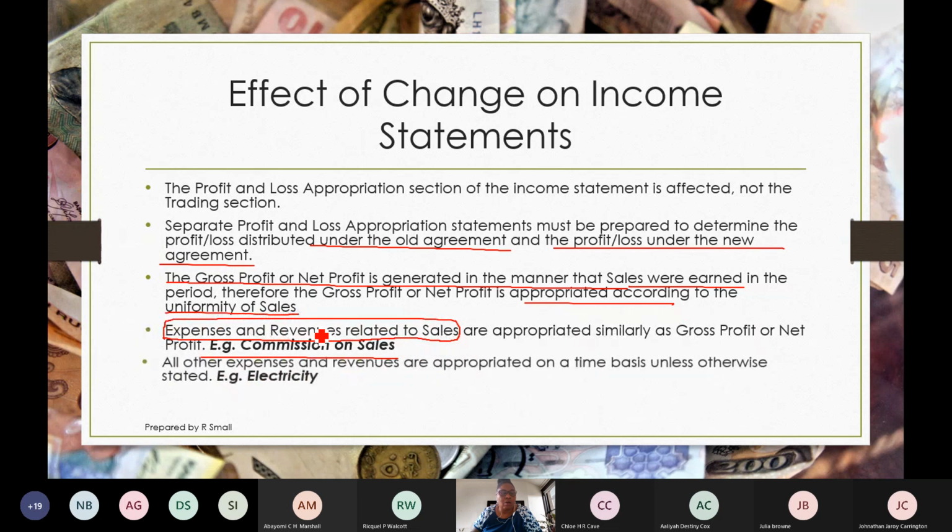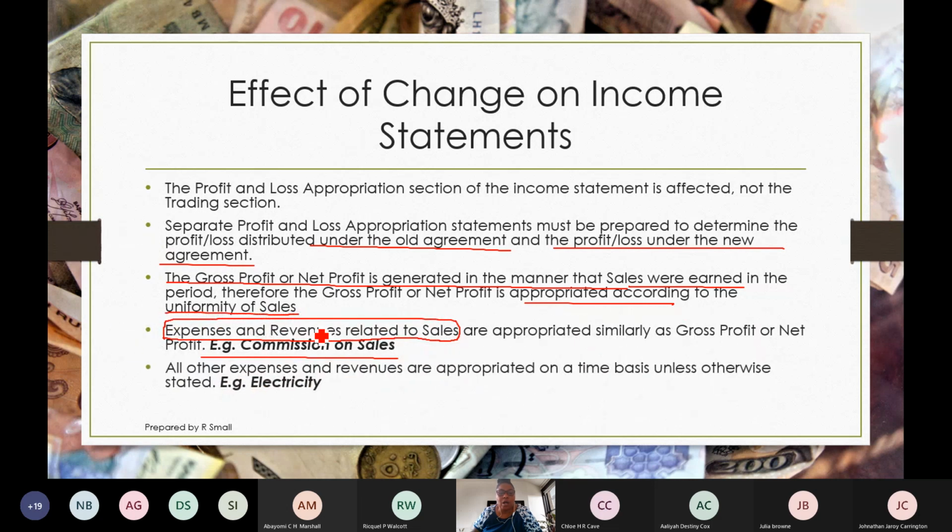Fifthly, all other expenses and revenue are appropriated on a time basis. So this point here is real important as well. All the other revenues are appropriated on a time basis, or let's state it otherwise. So all your other expenses, meaning the expenses and the revenues that are not related to sales. So things like electricity, things like your salary, things like your rates, rent, if it is not related to sales, it is appropriated on a time basis.